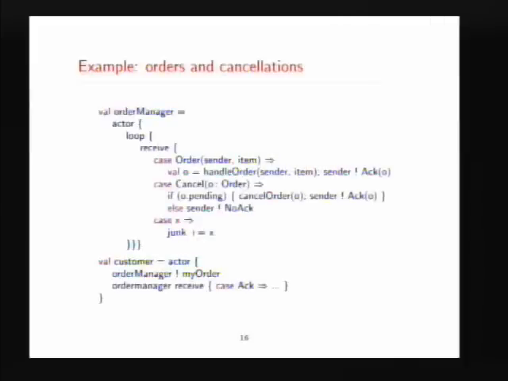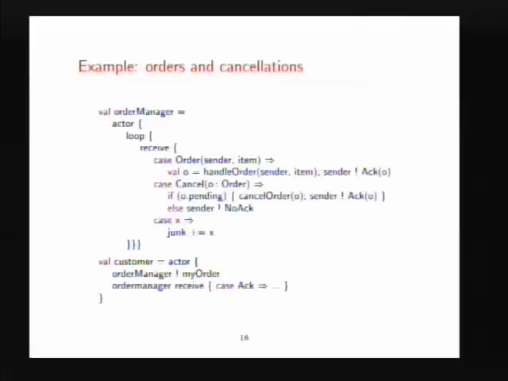So here's an example of an actor written in that style. It's an order manager, an actor which loops and repeatedly does a receive. If it receives an order, the order would have a sender and an item, and you would handle it and send an acknowledge back to the sender. And there would be similar things for the cancel case.